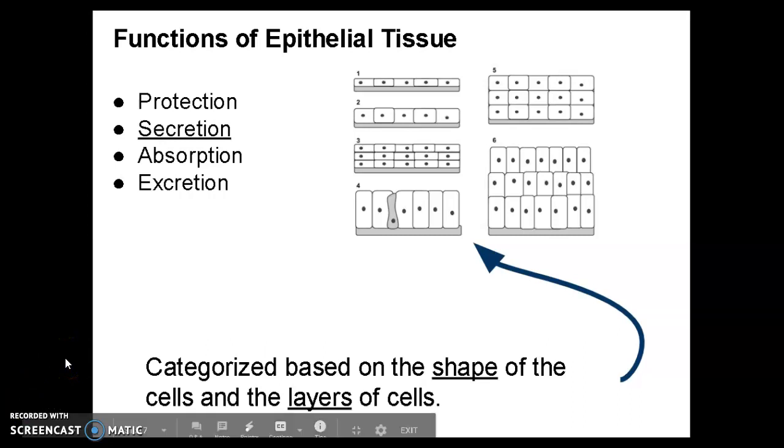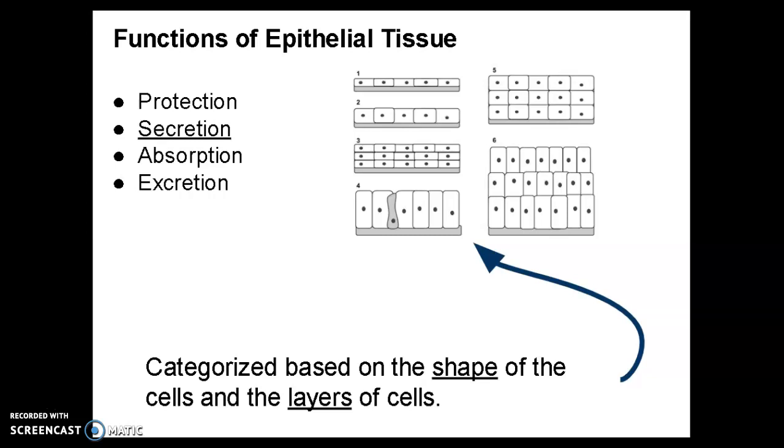The main functions of epithelial tissue are protection. So they protect the outer surface of your body. They protect your organs. Secretion. So they'll produce things like hormones or saliva or sweat and will secrete it. Absorption. They'll absorb nutrients, like in your small intestine and in your lungs. They'll absorb oxygen. And then excretion. So they'll get rid of wastes.